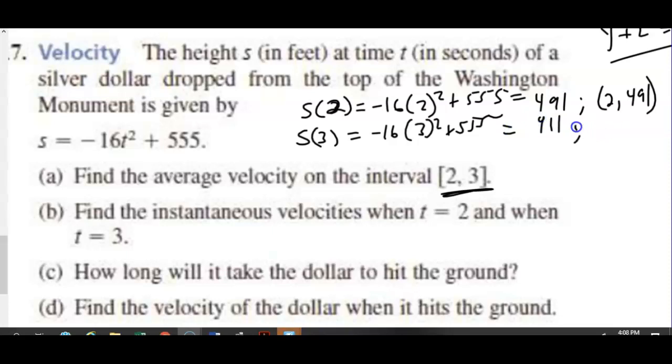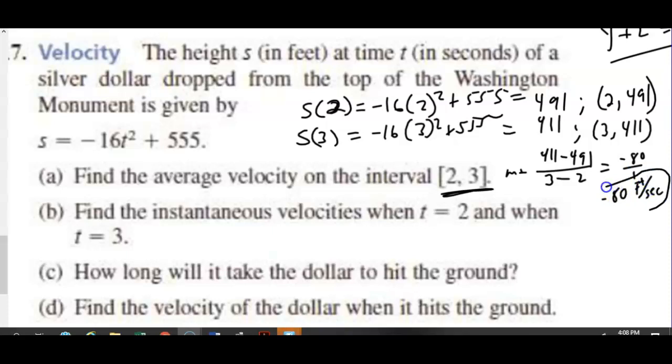All right. So that's a semicolon. This point is (3, 411). So now I use m equals y2 minus y1 all over 3 minus 2, and that gives me negative 80 over 1, which is negative 80 feet per second. All right, so negative 80 feet per second is the average velocity right here.